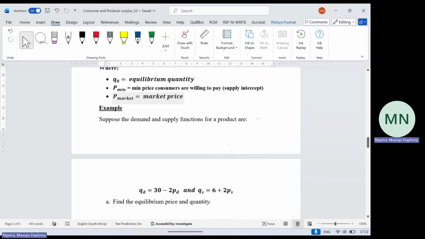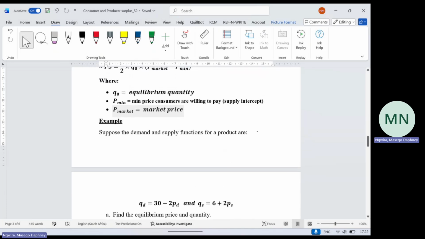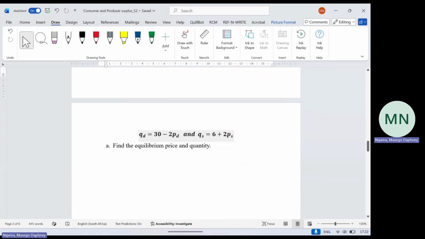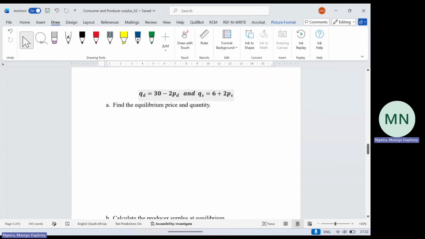And then here it says that suppose the demand and supply functions for producers are given. So we have our functions. Then the first question says find the equilibrium price and quantity. We all know by now that we equate.